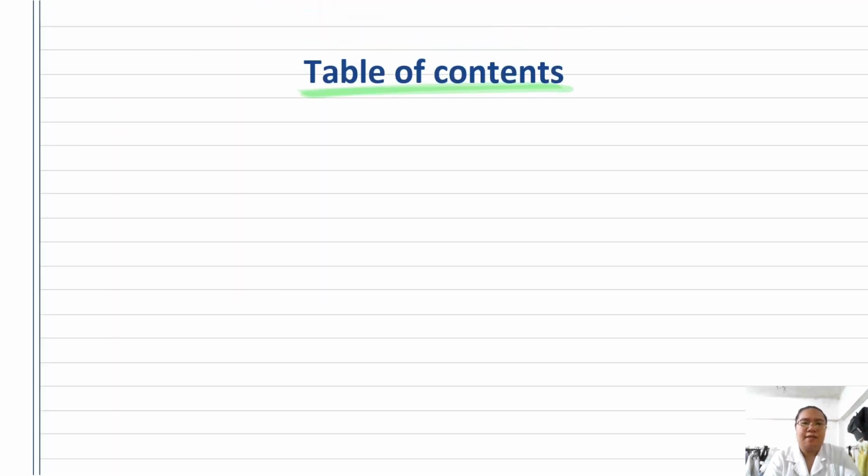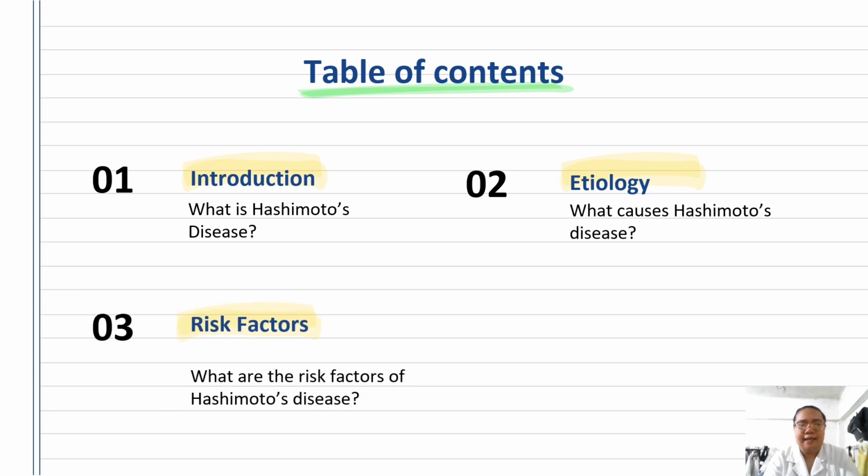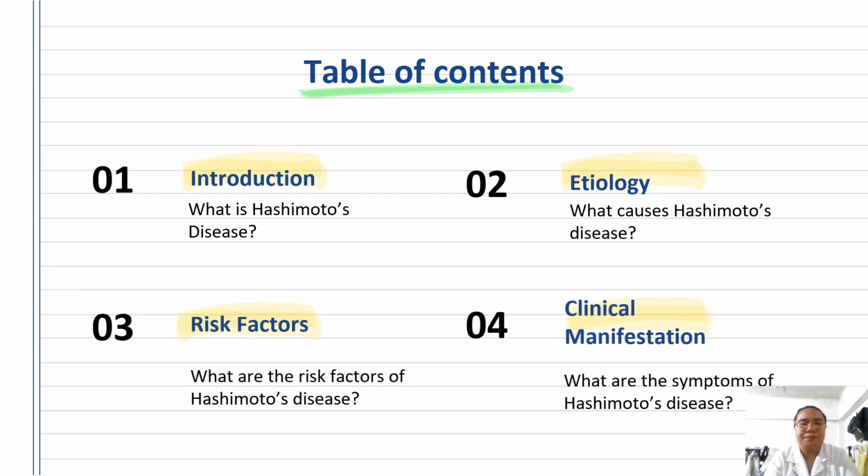Before I begin my discussion, let me just give you a short information about the contents of my report. First, I will discuss the introduction of the disease and what it is all about. The next is the etiology or the cause of the disease, then its risk factors, and lastly the clinical manifestations.